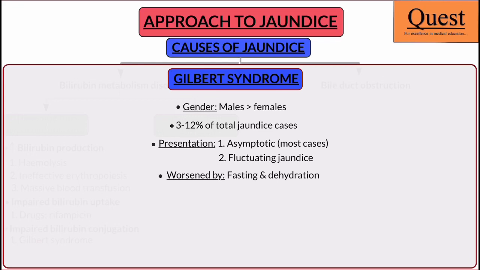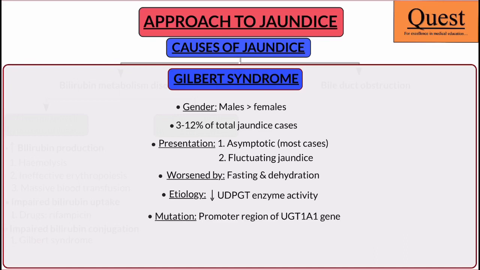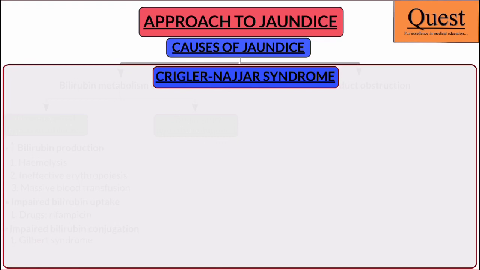The reason behind Gilbert's is the decrease in the activity of the UDPGT enzyme, and this is due to a mutation in the promoter region of the gene of this enzyme. Patients of Gilbert's do not require separate therapy. But a much more important disorder is the Crigler-Najjar syndrome. This is because of a mutation in the coding region of the UDPGT gene.